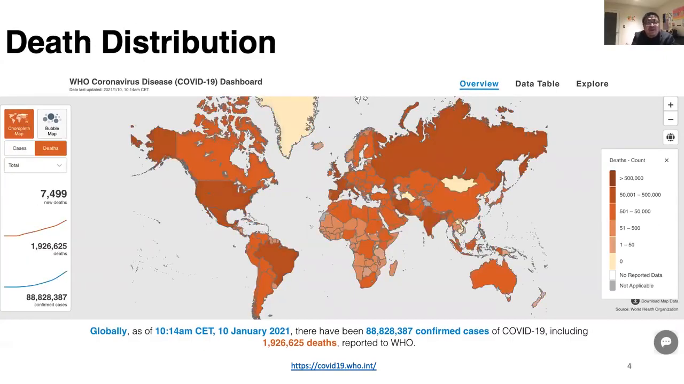And this is the distribution of the confirmed deaths all over the world. We can see certain countries like the US, Brazil, Russia, and India have the darkest color, which indicates a high number of confirmed deaths caused by this disease. So this is really a global pandemic, which has caused a lot of impact and suffering for people everywhere.